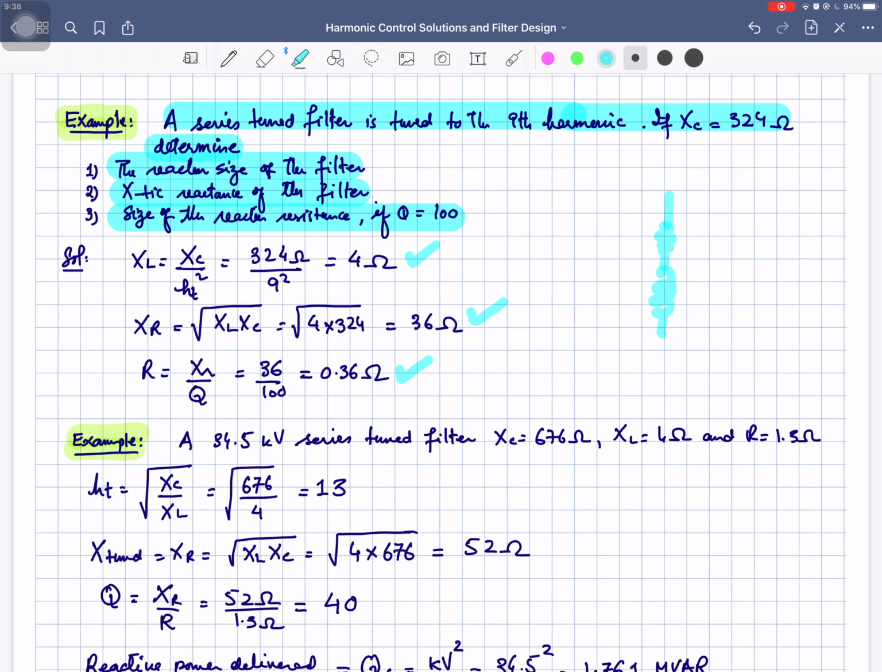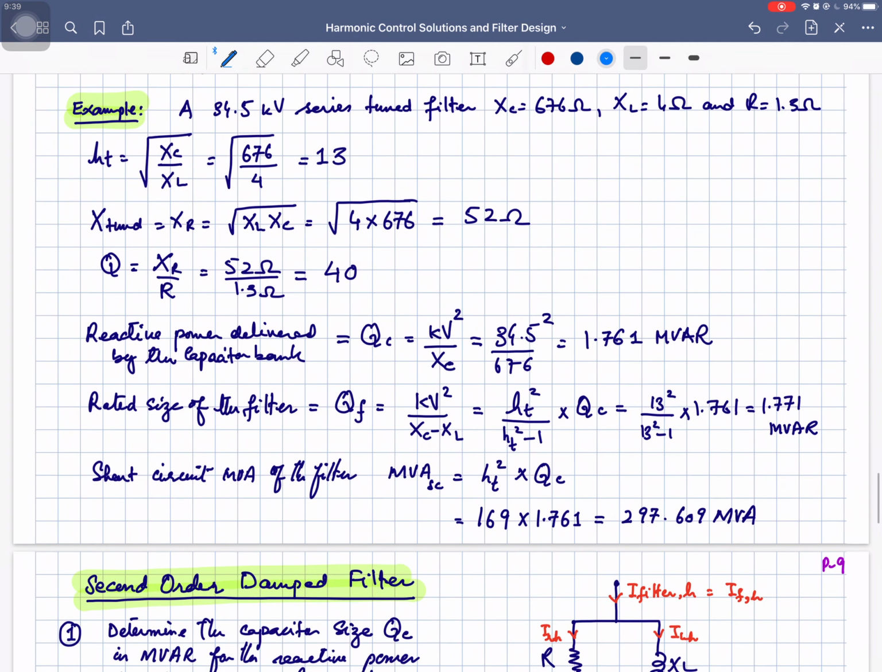Then you can use those values to get your filter developed for that particular voltage. Okay. So, these will be the resistance, capacitance and inductor parameters for the filter, which will be used to eliminate the ninth harmonic. Now, let us look at the second example.